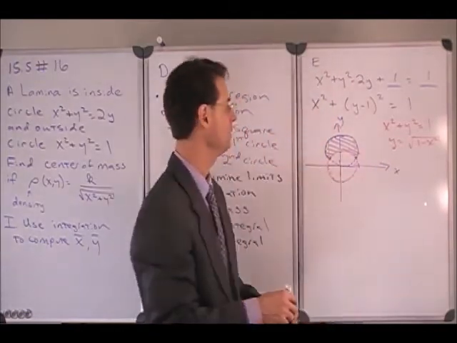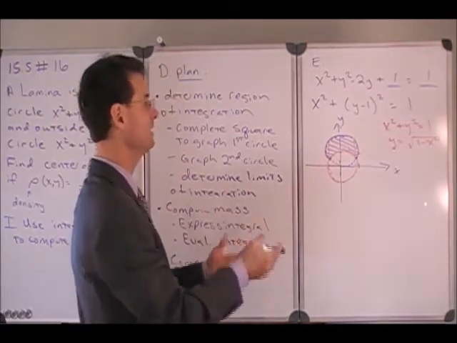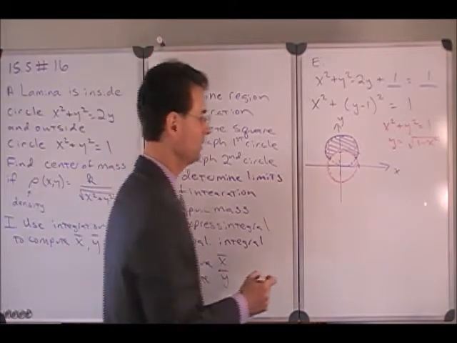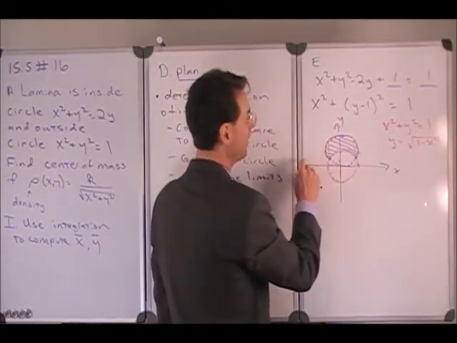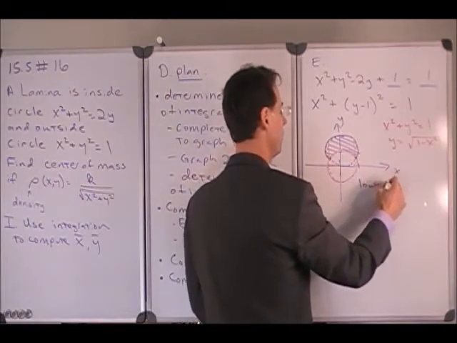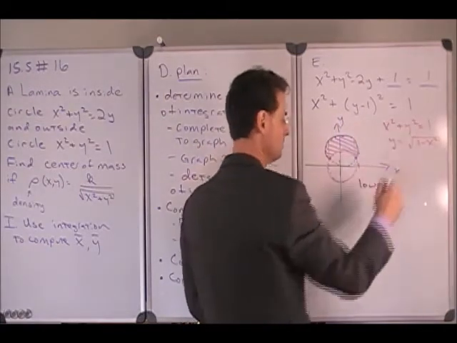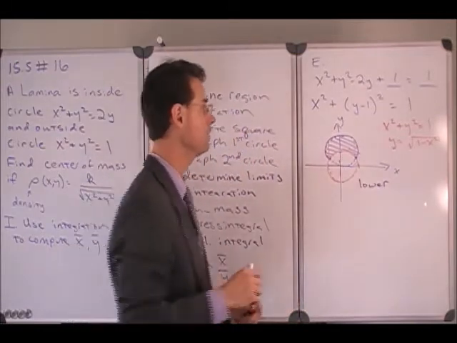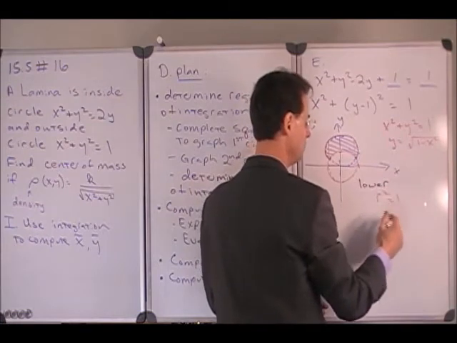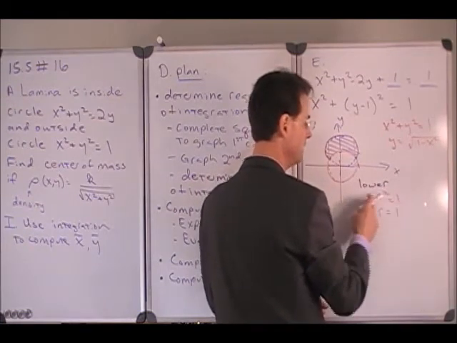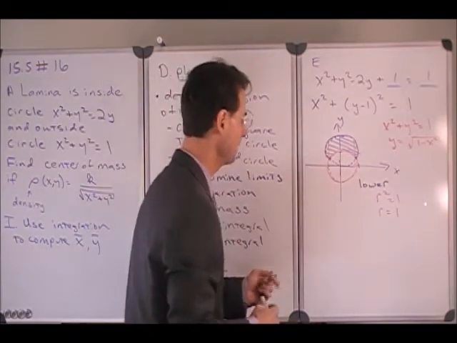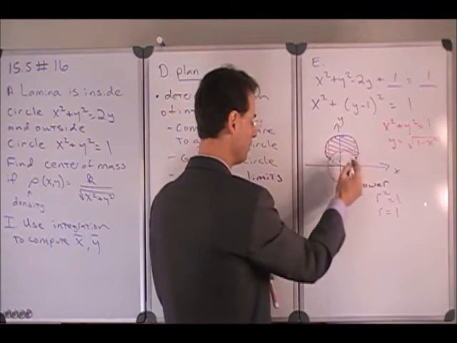Alright, so now that we know that we're going to use polar coordinates, we need to think about how to express the limits of integration in polar coordinates. Well, if we think about our lower limit of integration, what's the equation of this circle? Well, the equation of the lower circle is just r squared equals 1, which we can also write as r equals 1, taking the square root of both sides, because we're using the upper half of the lower circle.